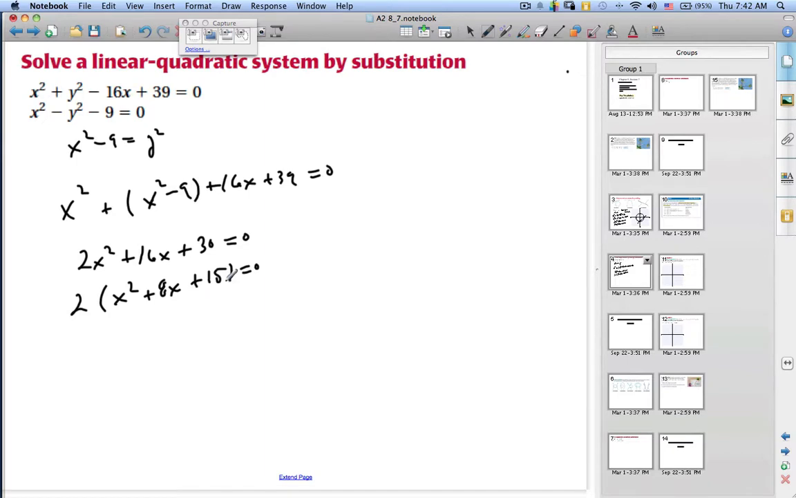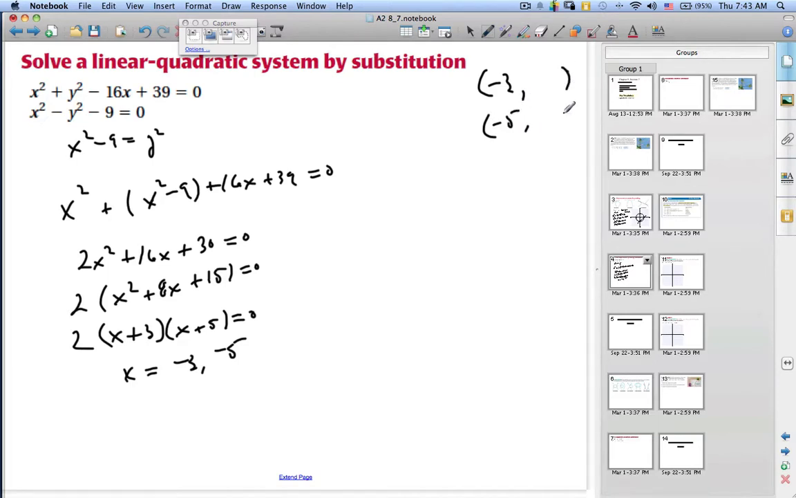And if I factor this, factors of 15 that add up to be 8, that would be 3 and 5. So this is x plus 3 times x plus 5. And so when I solve this, x is equal to negative 3 and negative 5. So that means I'm likely to have two solutions because I have two x values, negative 3 and negative 5. So now I'm going to take negative 3 and negative 5 and plug them back up into these equations.